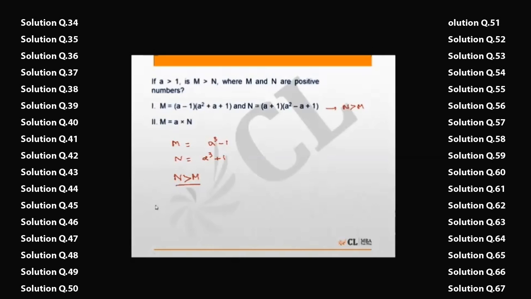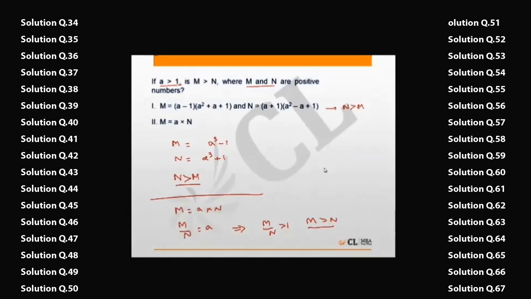Now let's go to statement 2. Statement 2 says m is equal to a into n, or m by n is equal to a. We have been told that a is greater than 1 and both m and n are positive. So we can say that m by n is greater than 1, and since both m and n are positive, we can conclude that m is greater than n.